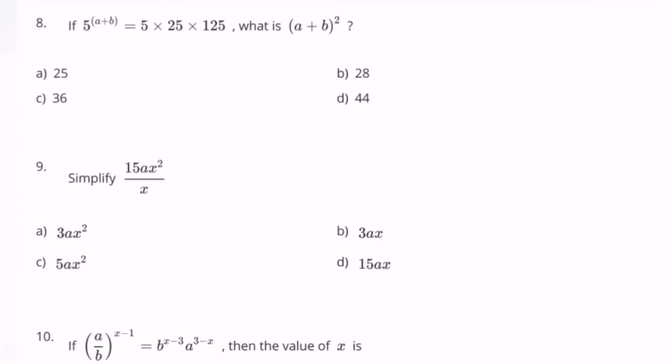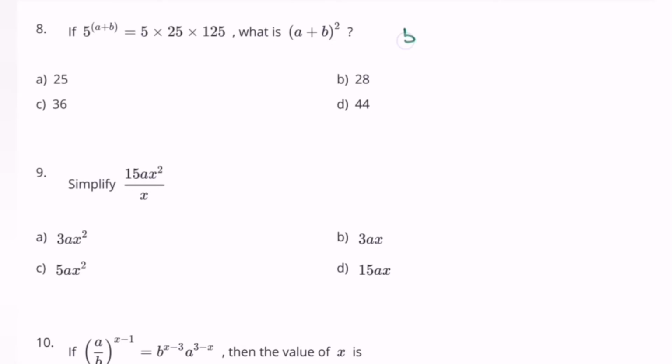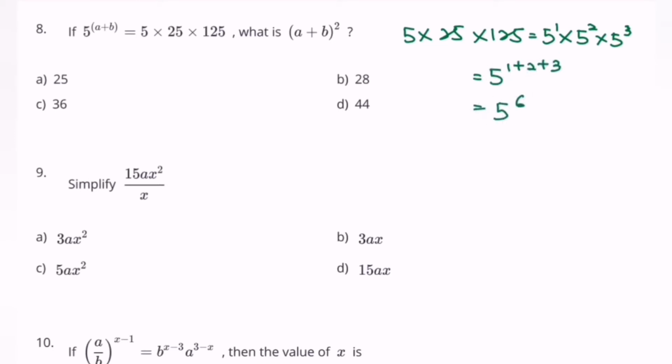So kindly refer to question 8. Given the situation where we have 5 to the power of a plus b, which is equal to 5 times 25 times 125. We can simplify the situation as 5 to the power 1 times 5 to the power 2 times 5 to the power 3. By using the multiplying indices, we can say we have 5 to the power of 1 plus 2 plus 3. So in here, we have 5 to the power of 6.